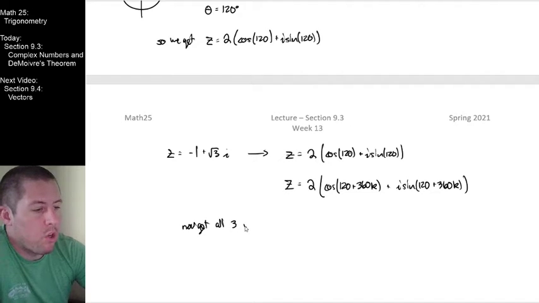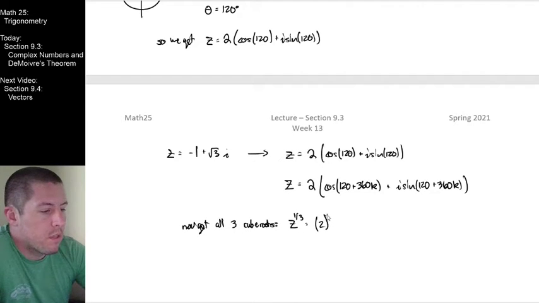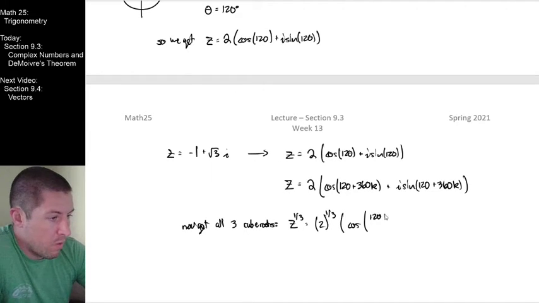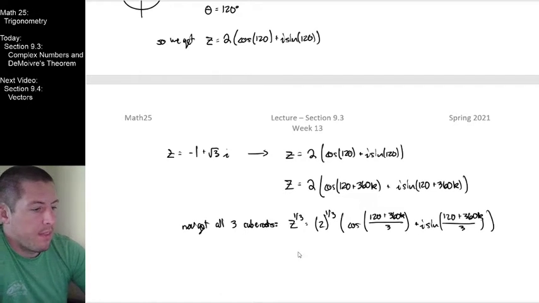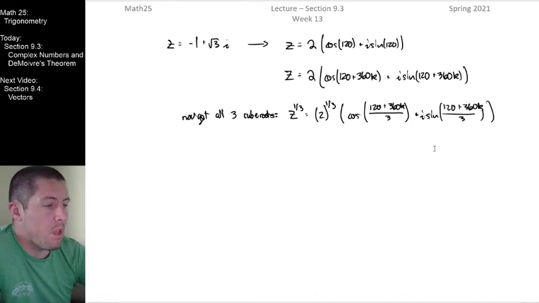Now I'll get all 3 cube roots. So I'm going to say that z to the 1/3 is going to be 2 to the 1/3 times cosine of, and I'm just dividing this whole thing by 3, 120 plus 360k over 3 plus i sine 120 plus 360k over 3. And let's just do some simplifying here. I'm going to do one line of simplification, and then I'll state my 3 answers.